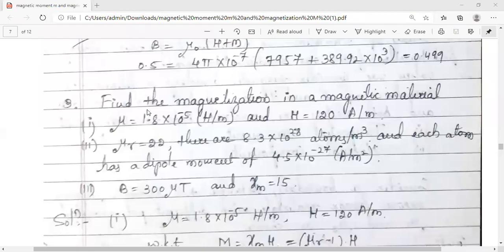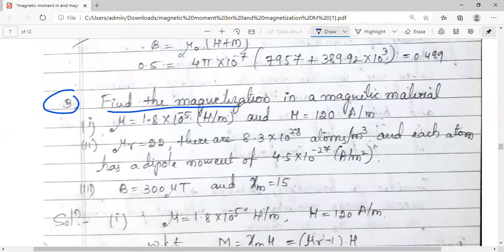In the previous session, we were solving the problems on magnetization. I think two problems we have solved. The third problem, as the time was over, we couldn't solve. So let us continue this problem and then I'll take the next concept.